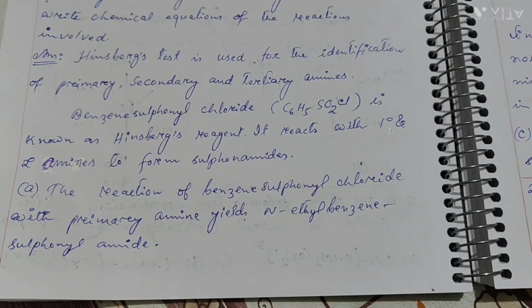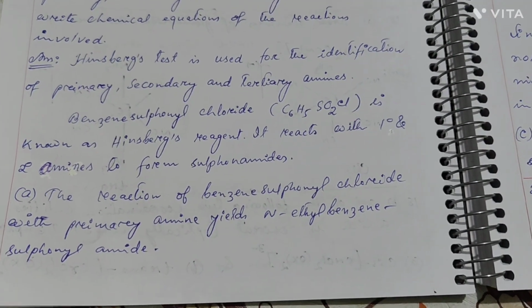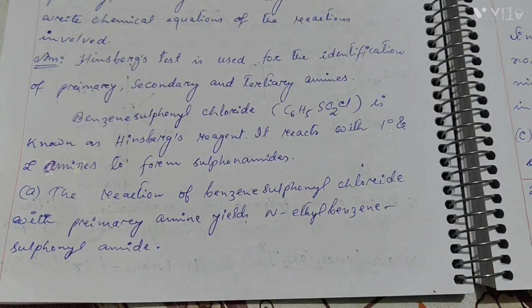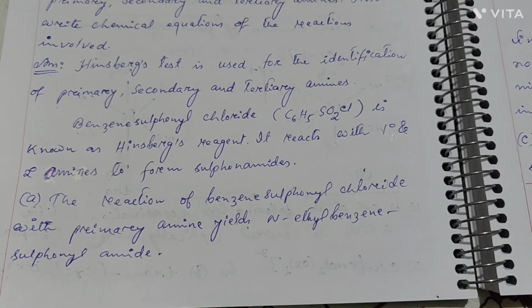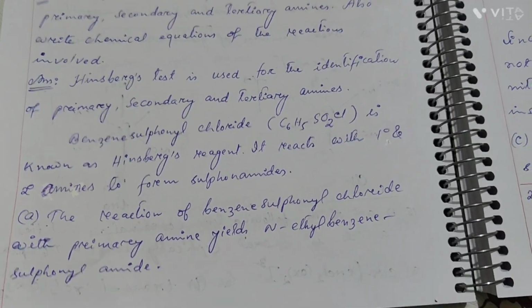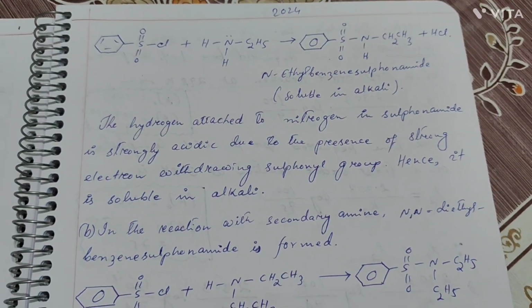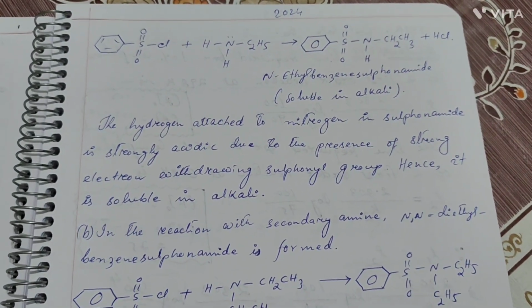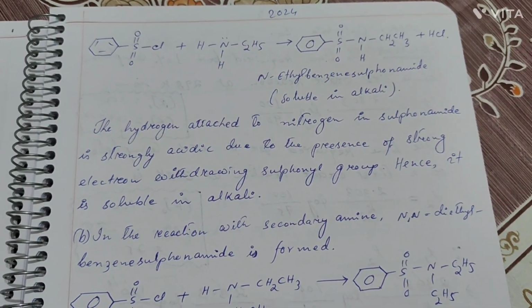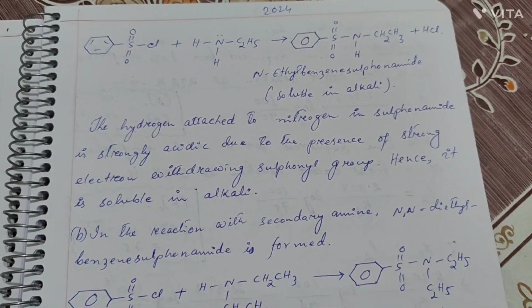It reacts with 1 degree and 2 degree amines to form sulfonamides. The reaction of benzene sulfonyl chloride with primary amine yields N-ethyl benzene sulfonamide. This is the reaction. The hydrogen attached to nitrogen in sulfonamide is strongly acidic due to the presence of the strong electron-withdrawing sulfonyl group. Hence, it is soluble in alkali.